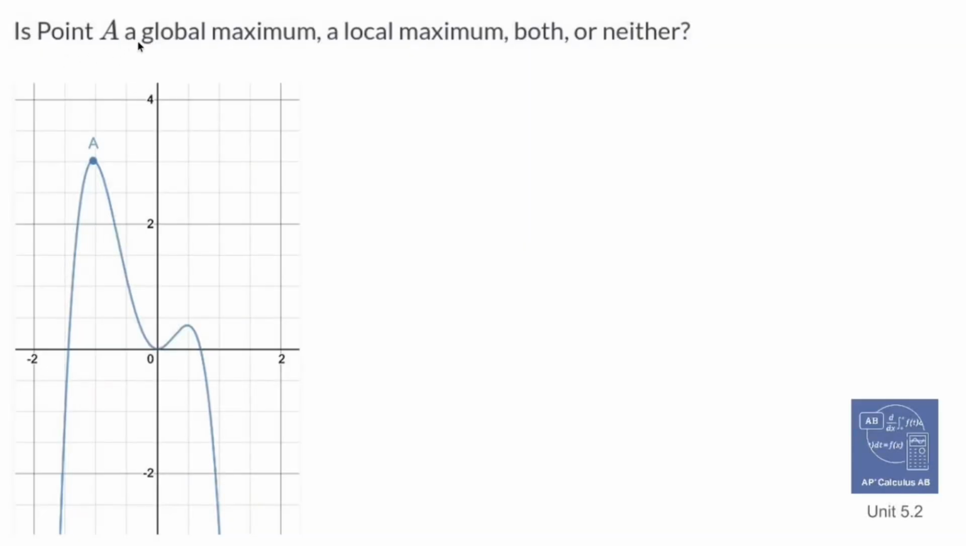Is point A a global maximum, a local maximum, both, or neither? By definition, a global maximum is absolutely the very top of a graph. There's nothing greater than it. There's no y value larger than it. And A is definitely going to be a global maximum. Okay, this graph seems to be going down to negative infinity on both ends. The end behavior seems to be at negative infinity. So we could say that this is a global maximum for sure.